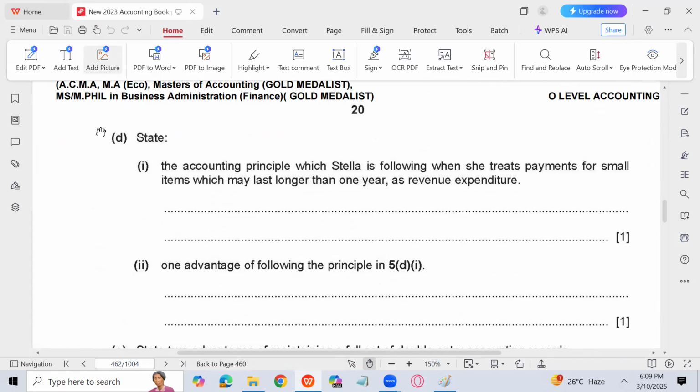State the accounting principle Stella is following when she treats prepayments for small items which may last longer than 1 year as revenue expenditure. That is the materiality concept, which says that small assets are recorded as an expense rather than as an asset. One advantage of the materiality concept is, for example, loose tools can be lost or broken. So we record them according to the revaluation method, which is applied according to the materiality concept, because they can be lost or broken, and their amount is immaterial.